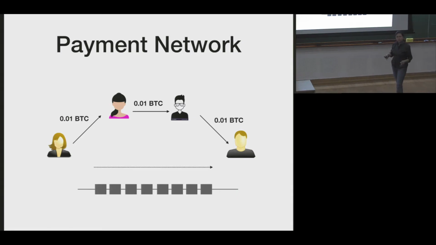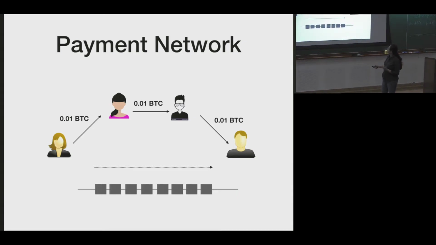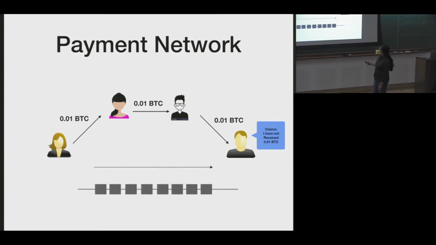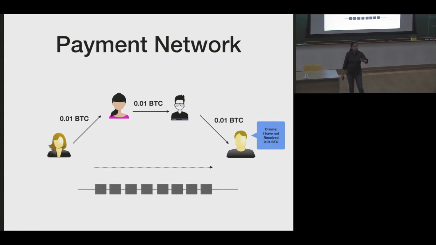Why will I make a payment in the first place? Carol might deny to forward this payment, and then Bob might claim that, I haven't received this 1 BTC that Alice has sent. So there must be something happening in the middle. And how do I figure that out? That is a question we ask.